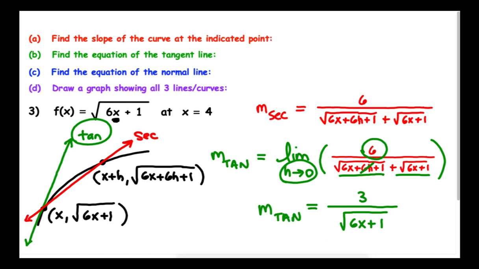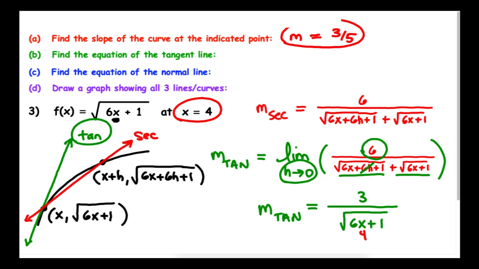All right, let's finally start answering some questions. Part A, we want the slope of the curve, that's the derivative we just found, at the indicated point, which is at x equals 4. So we put the 4 down in here. That's going to be 3 over the square root of 25. That'll be 3/5.